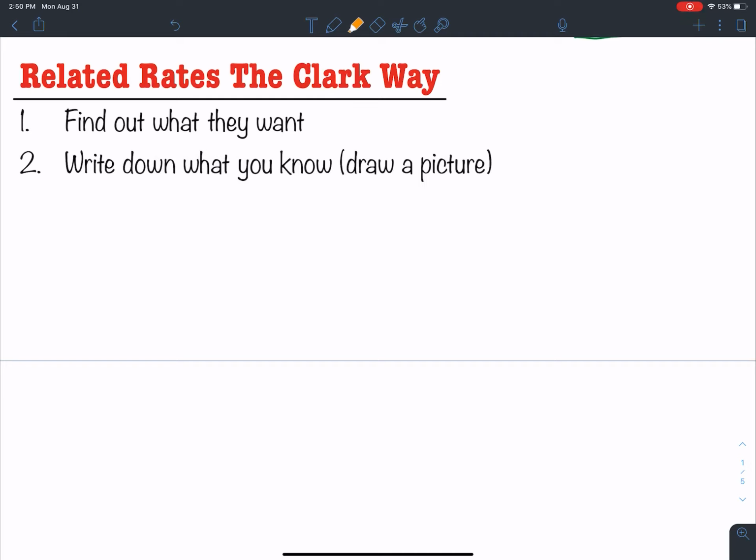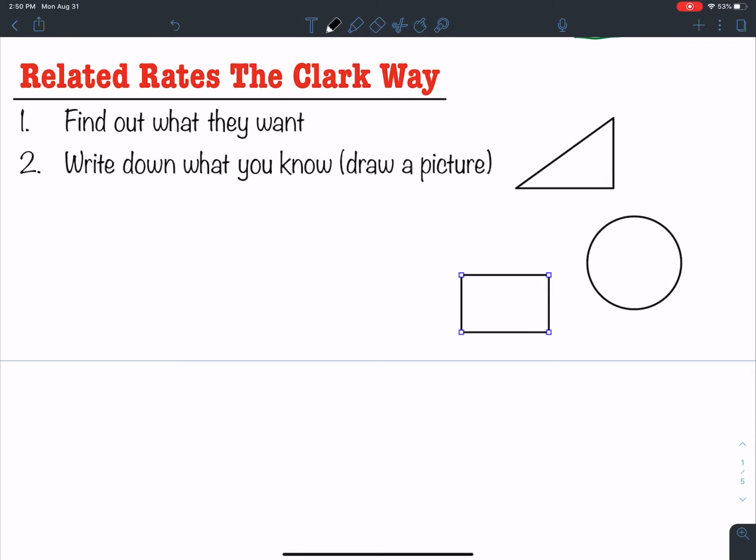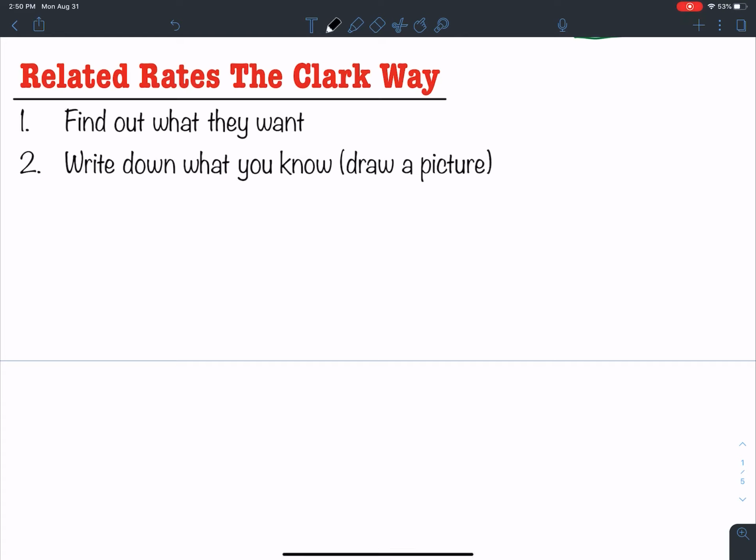Then you need to write down what you know. That means also drawing a picture, all right? Whether it's a triangle or a circle or a rectangle, whatever the shape is, whatever you've got to draw, a ladder falling down the side of a building, whatever. Draw the picture, write down everything that you know, write down what they want to know.